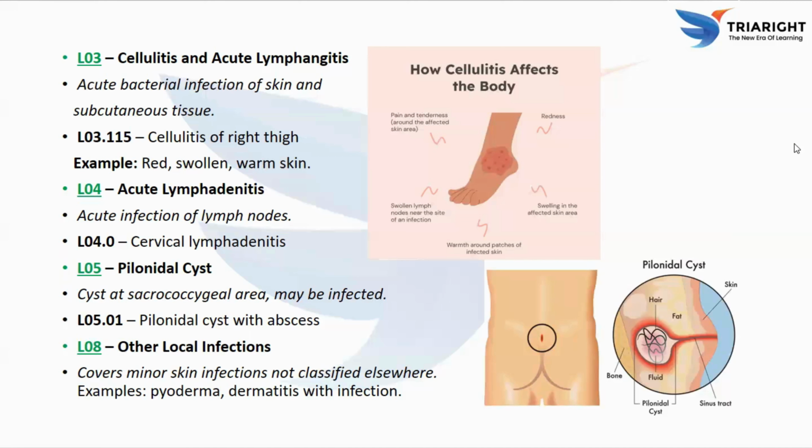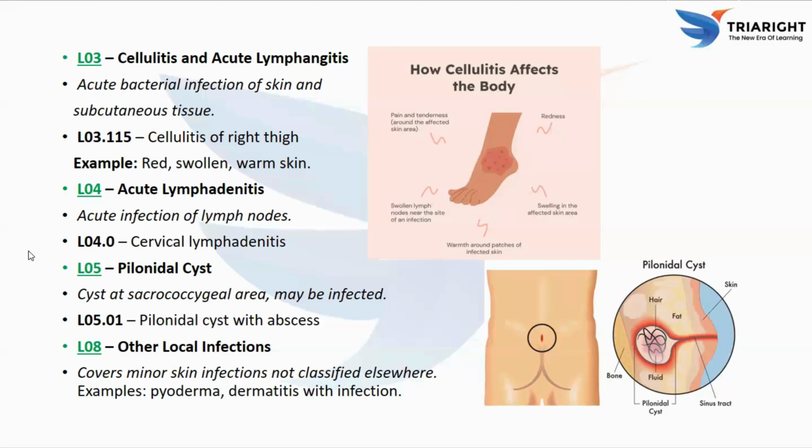So how does cellulitis affect the body? You can clearly see a picture over here. You can find pain and tenderness around the affected skin area. You can find the redness. You can find the swelling in the affected skin area. You can find swollen lymph nodes near the site of infection. And also you can find warmth around patches of the infected skin.